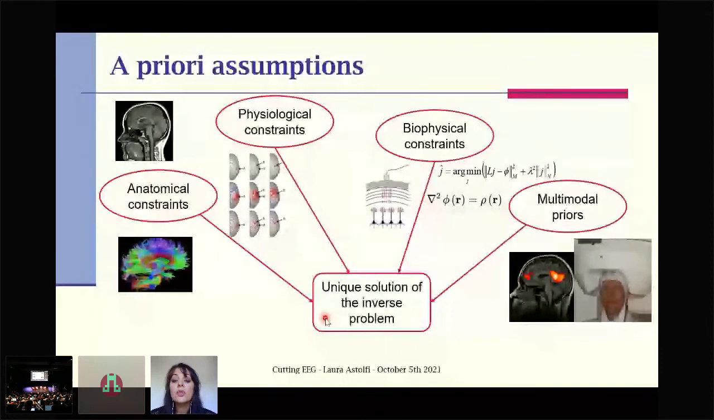Of course, the solution that we will obtain will be related to the assumptions that we made, and it will be as accurate as these assumptions are verified by our data. So if our data do not verify the assumption, of course, this has an effect on the quality of the estimation.